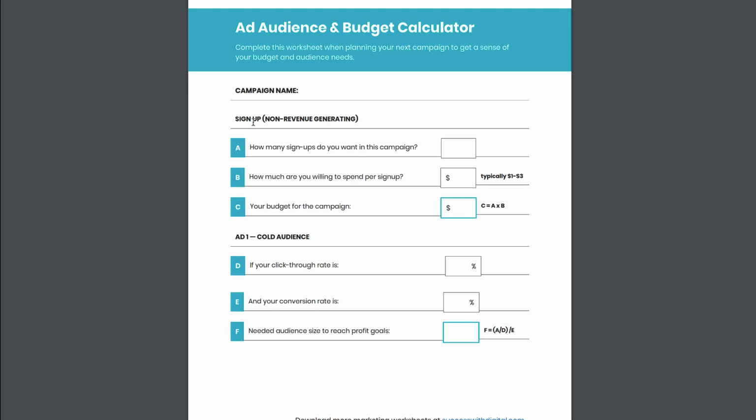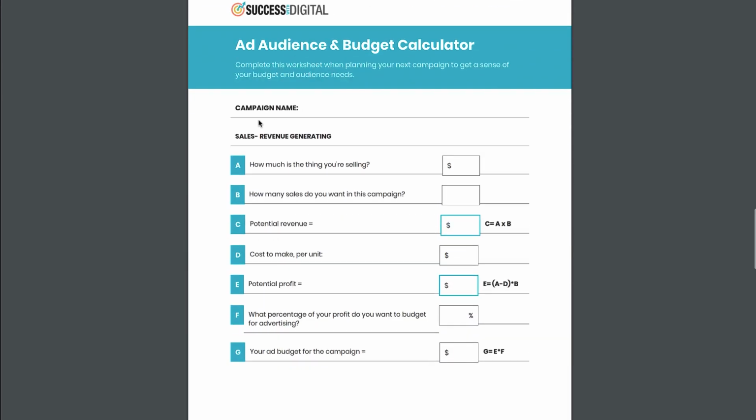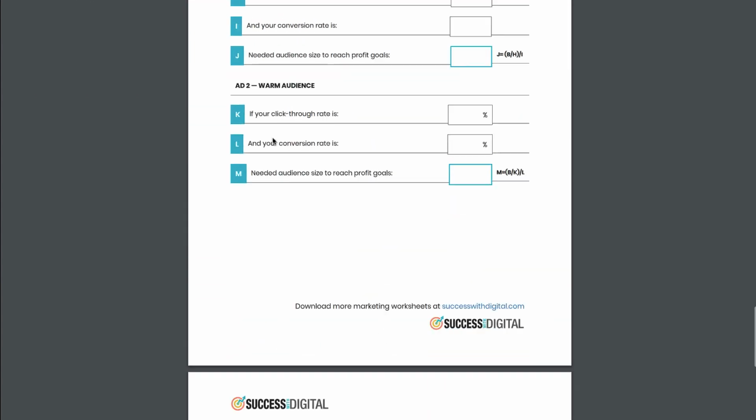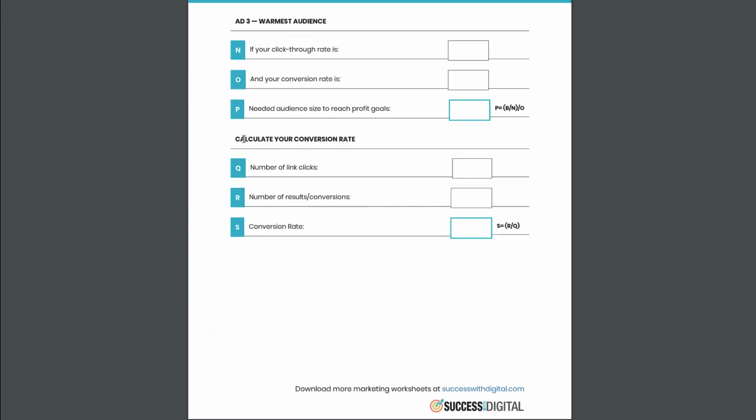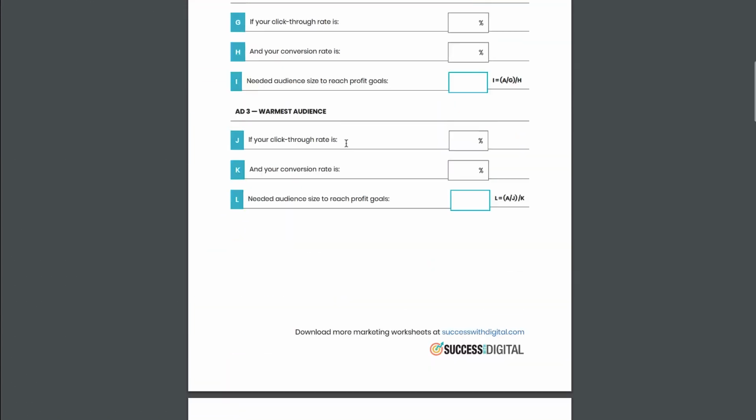There's two sections to this calculator. So there's one that's for signing up, like non-revenue generating. So this can be email signups, it could be requests for more information, it could be meeting requests, anything that you want, but it's anything that is a non-revenue generating campaign. And then there's a section that is for revenue generating. So if you're selling something, how you would want to come and fill this section out. And then it'll calculate in both sections how to calculate your conversion rate and be able to understand success.